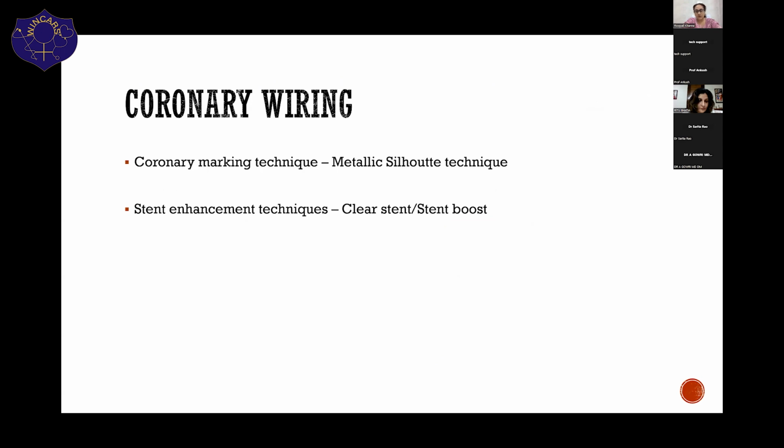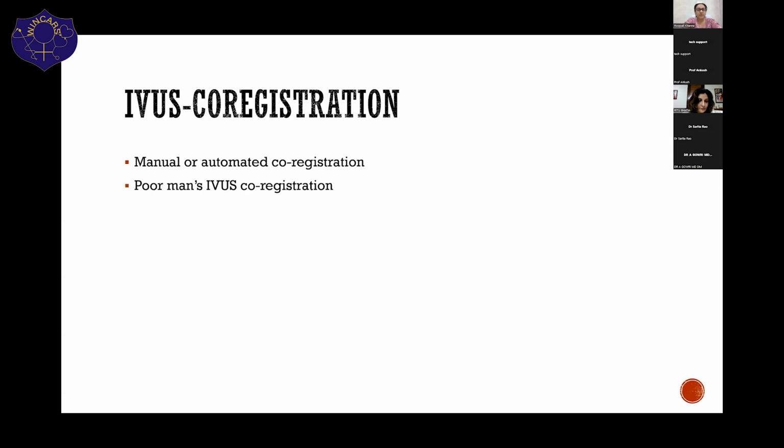So how can you do it? It can be a coronary marking technique or a stent enhancement technique. And IVUS co-registrations are there, but I will show you a case with a poor man's IVUS co-registration. When you don't have a co-registration machine in your lab, you can still go ahead with your co-registration.